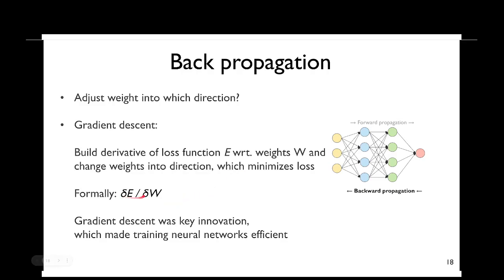And formally, we represent this derivative that we're building as delta E by delta W. So these deltas you know from your math classes, it's the Leibniz way of writing down the derivative, in contrast to what you probably used in your math lectures, the f prime notation, which was coming from Newton. But in neural networks, it's usually the delta notation that we're using. So what we're interested in is delta E by delta W.